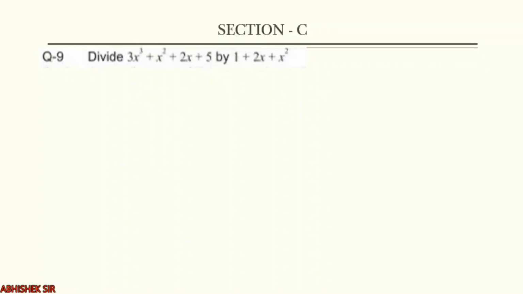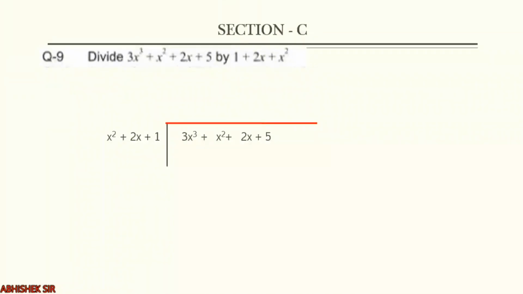Here the questions are of 3 marks each. Now the first question of section C is division. Divide 3x cube plus x square plus 2x plus 5 by 1 plus 2x plus x square. So first of all, let us write the dividend, 3x cube plus x square plus 2x plus 5. Now we will write the divisor in a proper way, that means x square plus 2x plus 1. Now what we have to do? We have to divide. So I have drawn these lines.